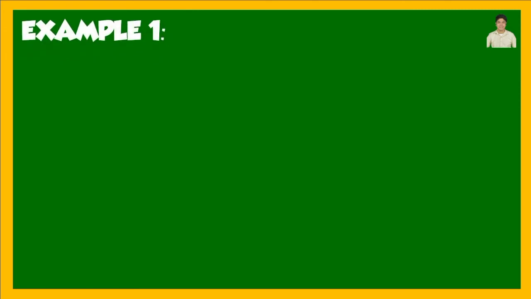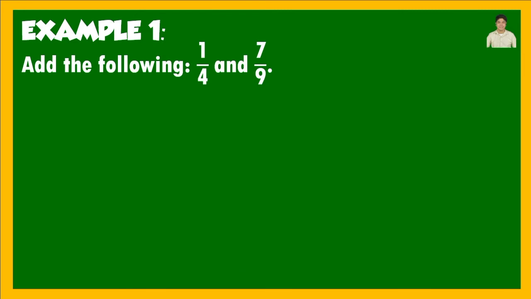So para mas maintindihan yung method number 1, let us have an example. Add the following: 1/4 and 7/9. So yung una nating gagawin step is to change the dissimilar fractions into similar fractions by getting the LCD. Okay, so yung LCM natin, ito ang gagawin natin. Lista natin yung mga multiples ng 4 and 9.